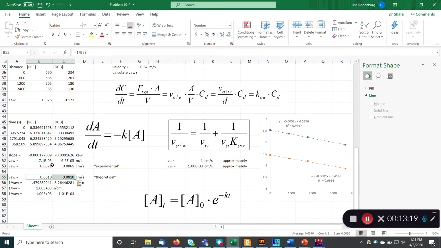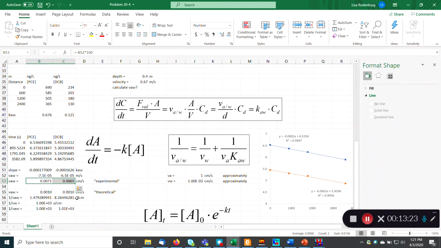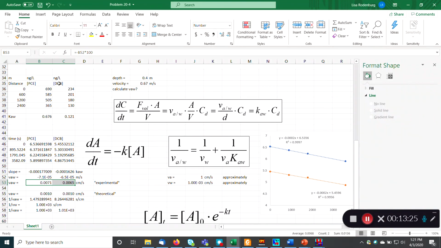But even in the experimental data, they're pretty close. They have pretty similar mass transfer coefficients. The dichlorobenzene is moving a little bit more slowly. Remember, this has units of a velocity, centimeters per second, so it's moving slightly more slowly than the PCE. That makes sense because dichlorobenzene is a little bit of a bigger molecule, so it would have a slower diffusion coefficient, slower mass transfer overall.